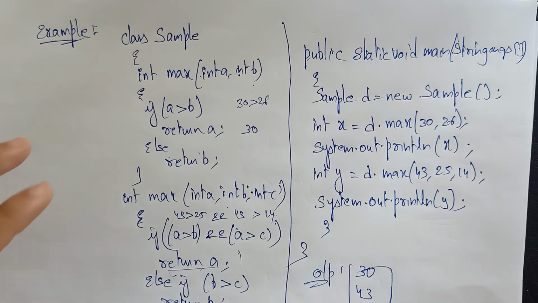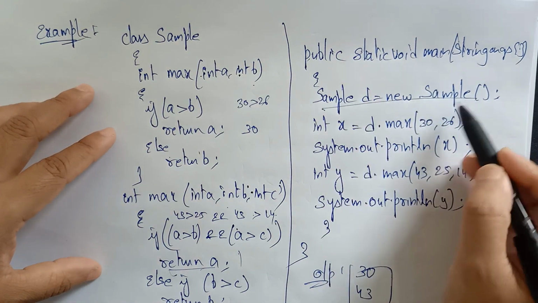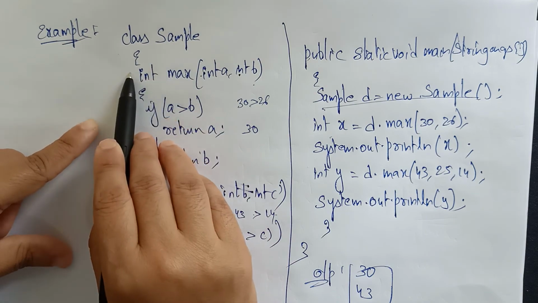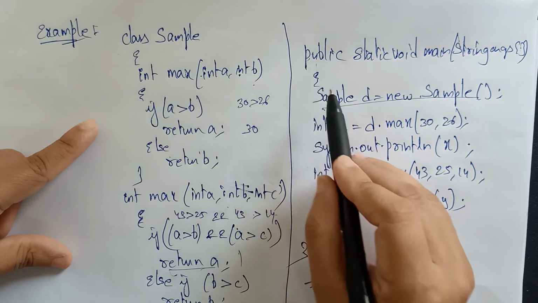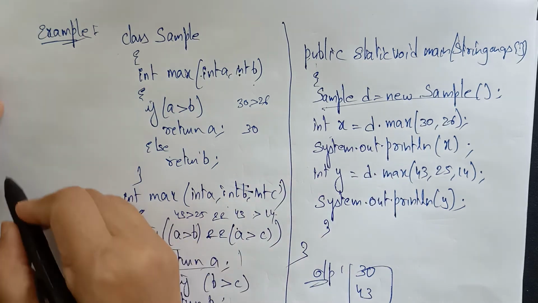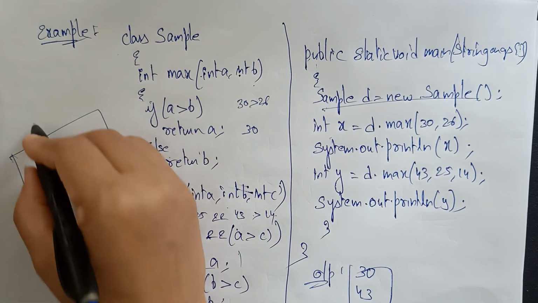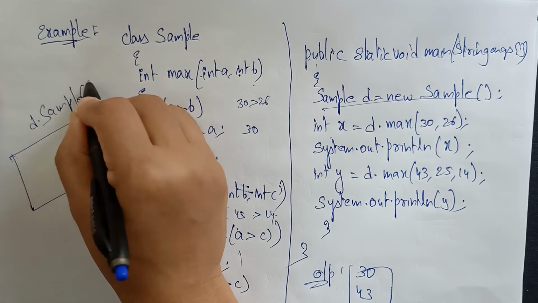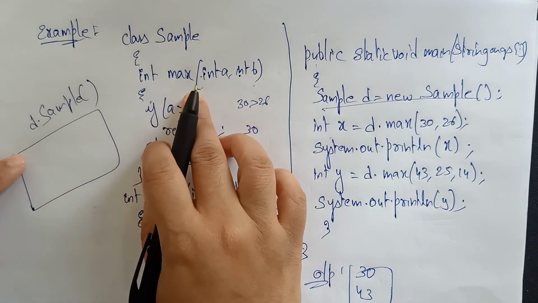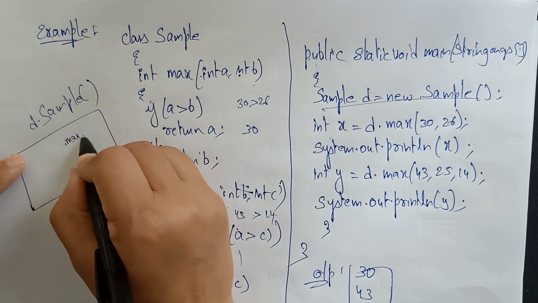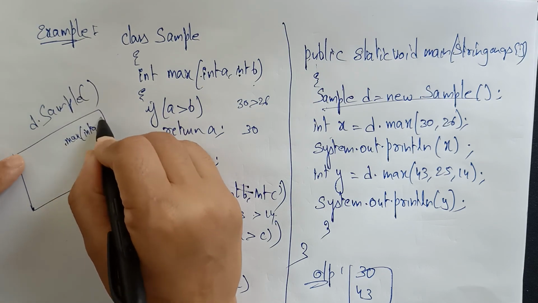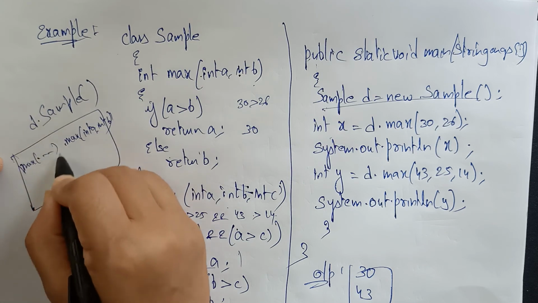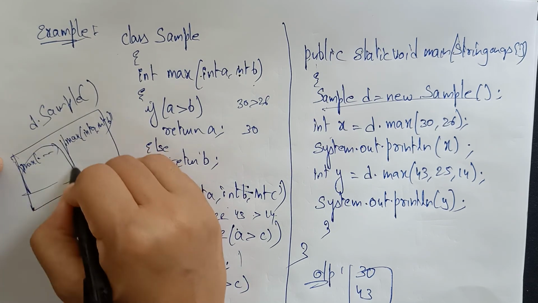So how are you going to call these methods? By creating an object. First the class Sample is loaded, the open brace is executed, coming to the main function, the open brace is executed, and the object is created. Whenever the object is created, that is, d of Sample, it is created with a constructor. So memory is allocated to both: max with 2 arguments and max with 3 arguments.